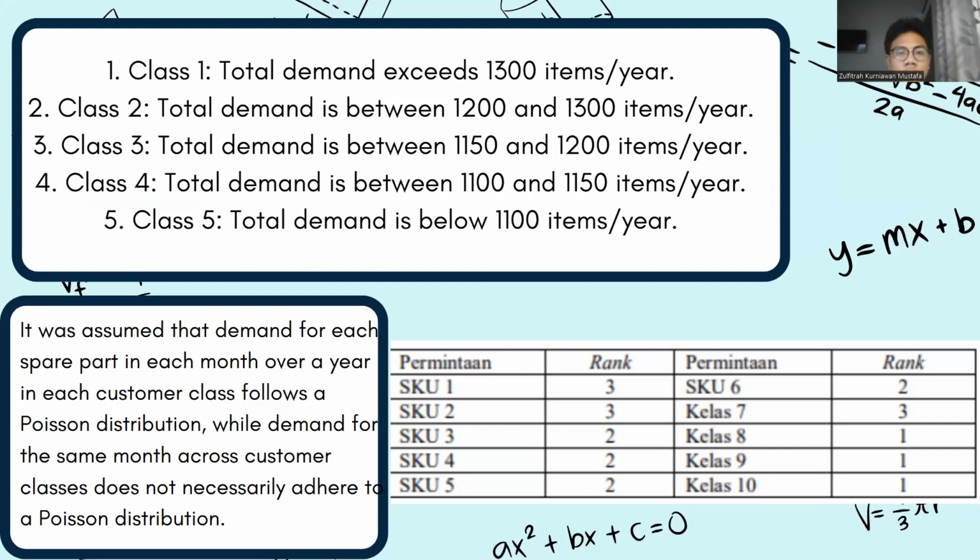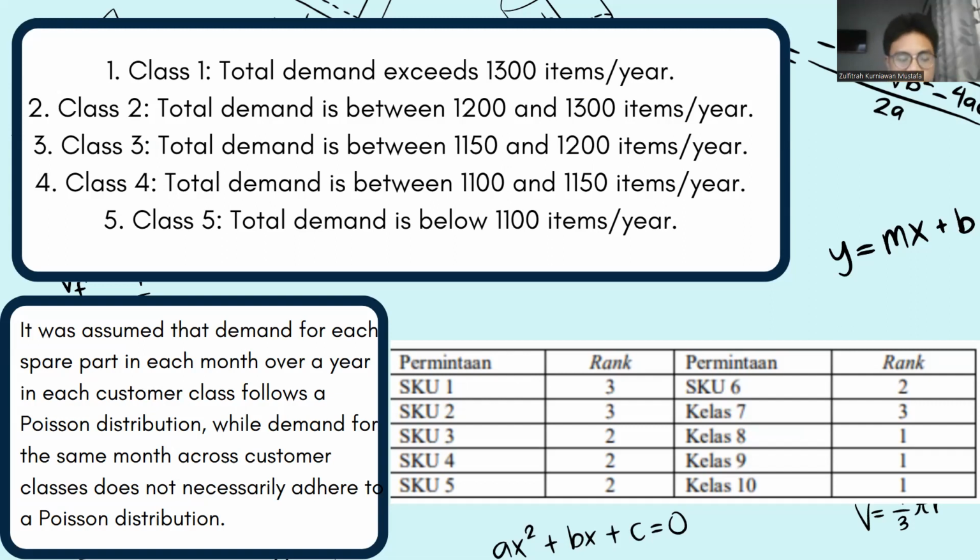In class 1, the total demand exceeds 1,300 items per year. Class 2, total demand is between 1,200 and 1,300 items a year. Class 3, total demand is between 1,150 and 2,000 items per year. In class 4, total demand is between 1,100 and 1,150 items per year. And in class 5, total demand is below 1,100 items per year.